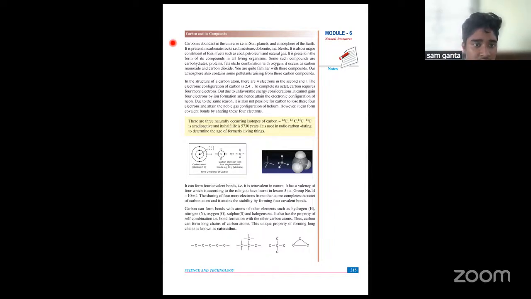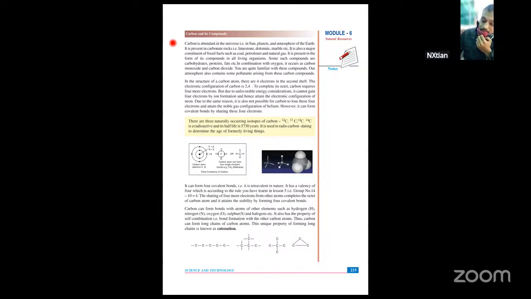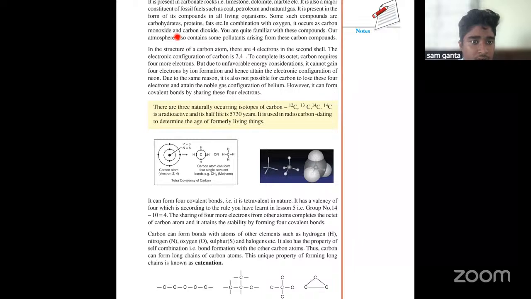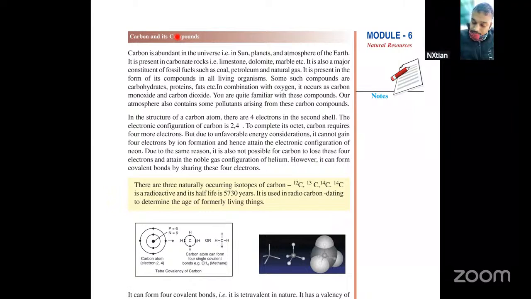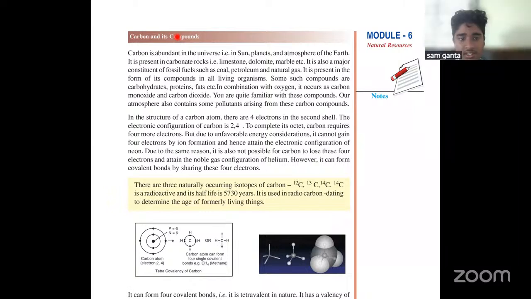of fuel such as coal, petroleum, and natural gases. It is present in the form of compounds in all living organisms. Such compounds are carbohydrates, proteins, fats, etc. In combination with oxygen, it occurs as carbon monoxide and carbon dioxide.